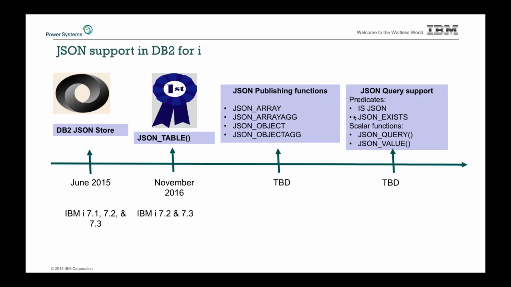So in November, we're continuing our roadmap for support of JSON. In June of last year, we delivered our DB2 JSON store. Well, in November of this year, we're delivering JSON table. We'll be looking at publishing features as well as query support in future TRs, but here I think we have a really good set of useful information that does some pretty interesting things.